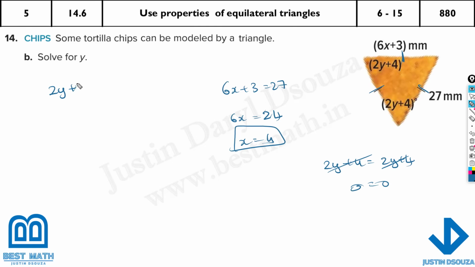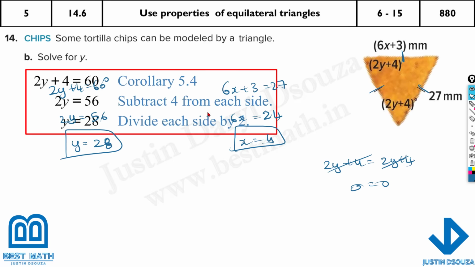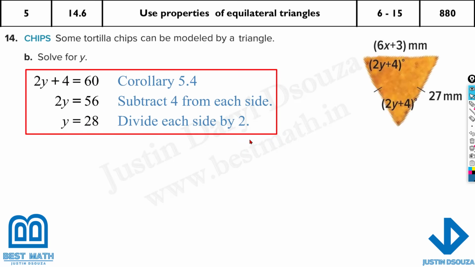You know, 2y plus 4 is equal to 60 degrees. So now we can solve it. 2y is equal to 60, the 4 goes to the other side, minus 4. So it will be 56 degrees. And y is equal to 25, and 28. Sorry, this is 28. y is equal to 28. That's how we solve this one.